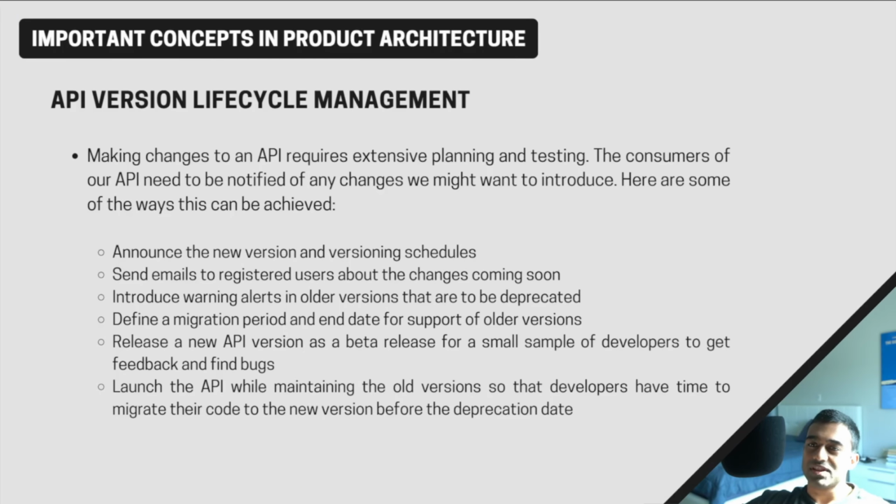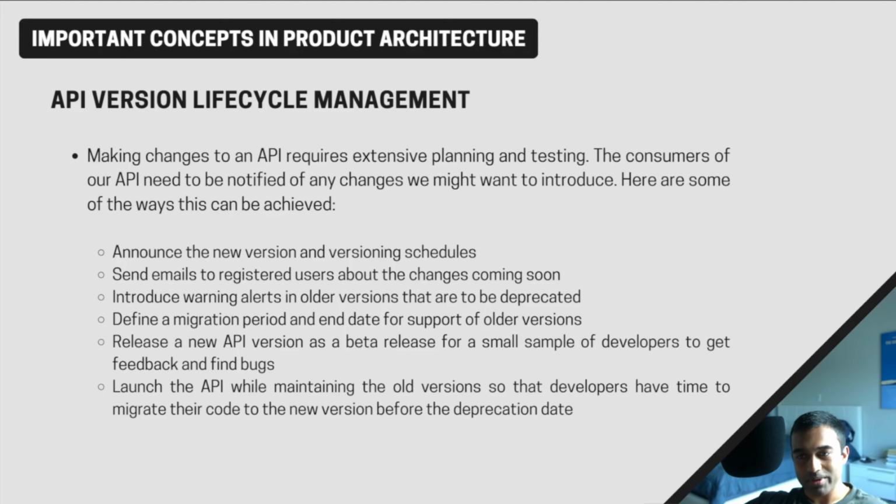So, API version lifecycle management. Making changes to an API requires extensive planning and testing. The consumers of our API need to be notified of any changes we might want to introduce. Here are some of the ways this can be achieved. Announce the new version and versioning schedules. Send emails to registered users about the changes coming soon. Introduce warning alerts in older versions that are to be deprecated. Define a migration period and end date for support of older versions.